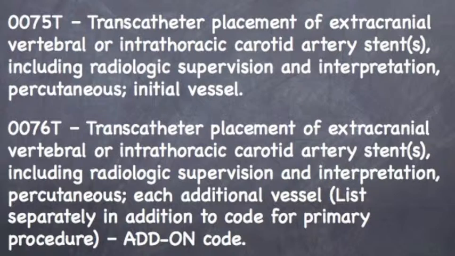And the only reason there's two intervention codes for vertebral stenting is that the first one says this is the initial vertebral vessel that we're stenting. The second one says this is each additional vertebral vessel that we're stenting. So the most complex intervention is typically going to be, we might do a right vertebral and a left vertebral stent, and in that case we would use each of these codes just one time.